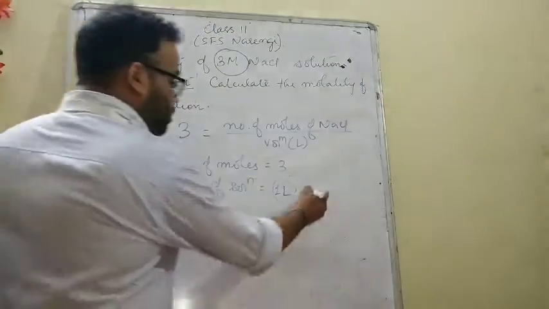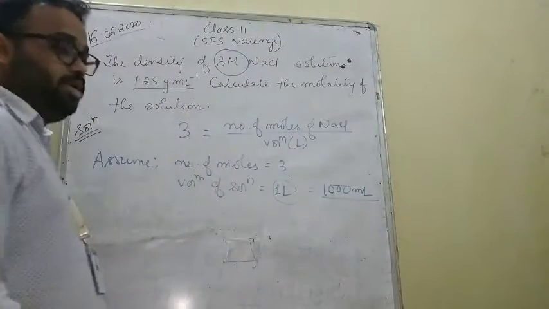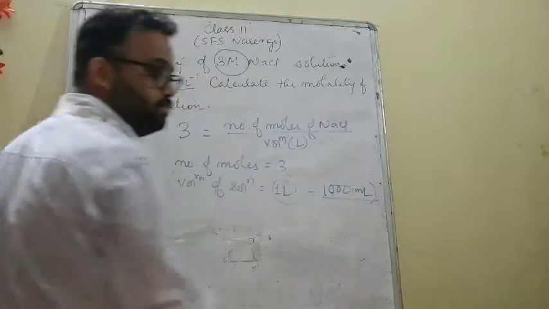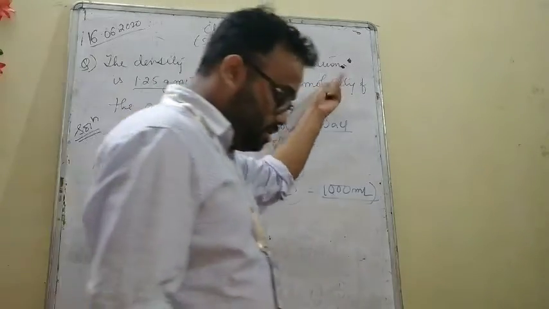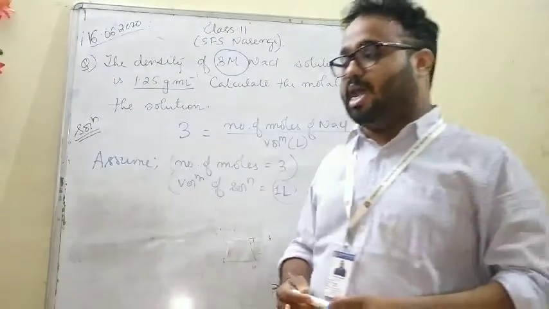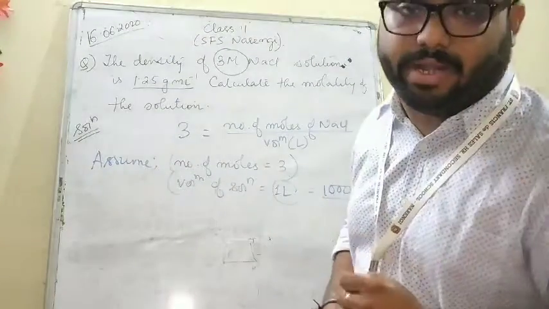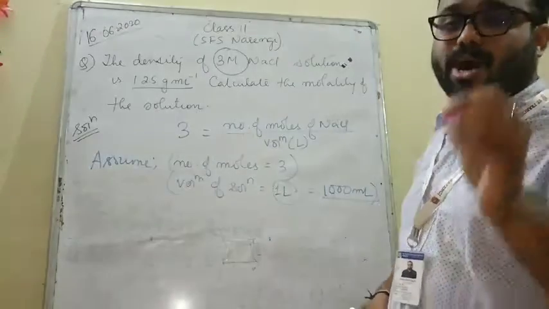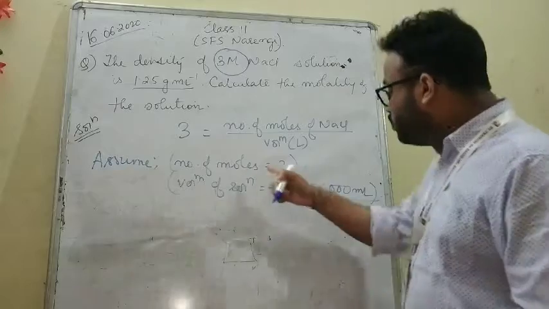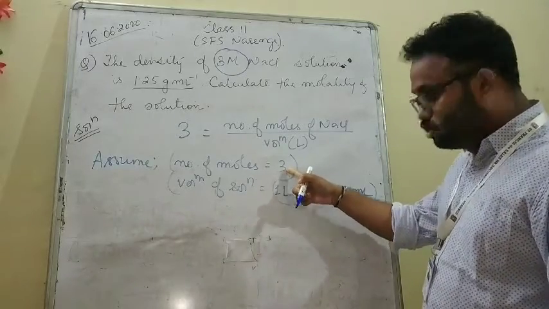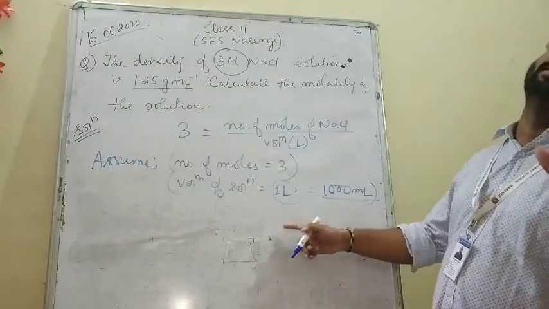So 1 liter means how many ml? 1 liter means 1000 ml. So I have the volume, I have the number of moles, I need molality. So what is molality? Molality is number of moles of NaCl divided by mass of solvent. So the number of moles of solute, 3, I already have. Now I have to calculate the mass of solvent.